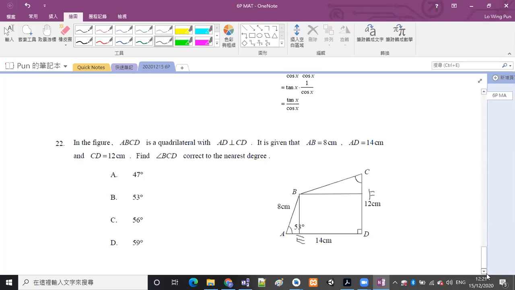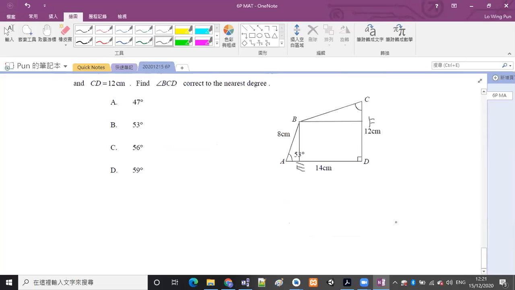Splitting it into right-angled triangles and a rectangle. Do you see triangle ABE? In triangle ABE, we have 53 degrees, and we have this hypotenuse. So actually, we can find the opposite side and the adjacent side.